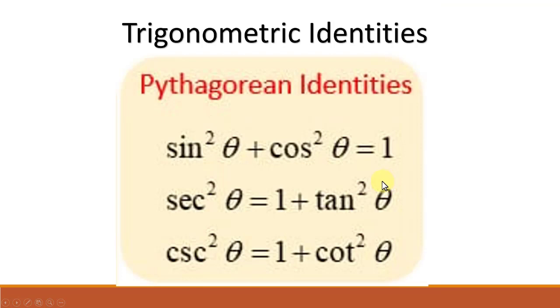Now here we have the important trigonometric identities, also known as Pythagorean identities. Sin square theta plus cos square theta equals 1. Sec square theta equals 1 plus tan square theta, or sec square theta minus tan square theta equals 1. Then cosec square theta equals 1 plus cot square theta, or cosec square theta minus cot square theta equals 1. Please note this down. So children, here we completed the revision for trigonometry.